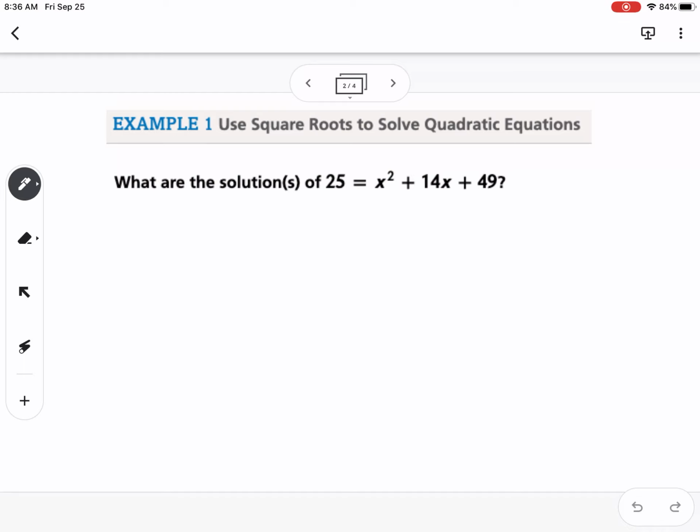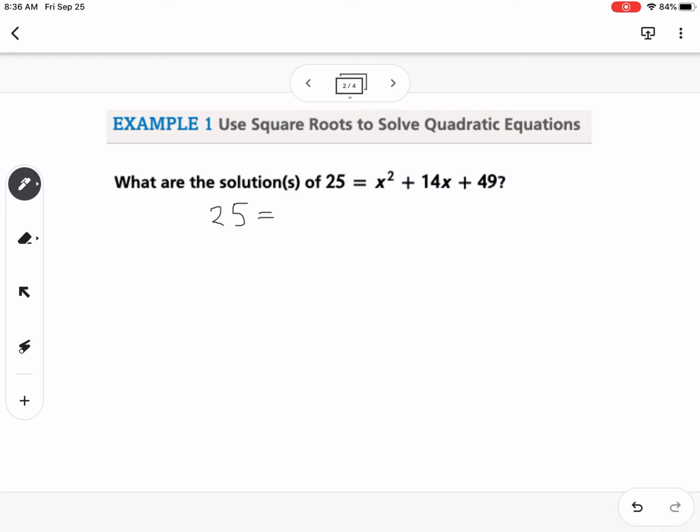So typically we get quadratics equal to 0 and then we factor. But if you have a situation like this, where looking at the right-hand side of the equation, you realize that it's already a perfect square trinomial, it's factorable. So we can solve it this way. We're going to leave the 25 on the left-hand side, and then we can factor the x squared plus 14x plus 49.